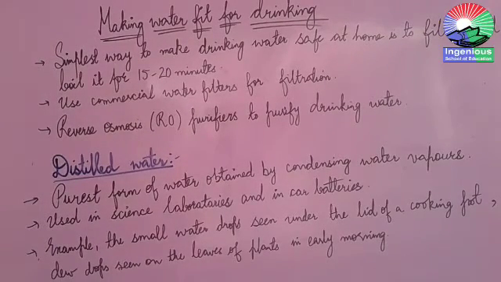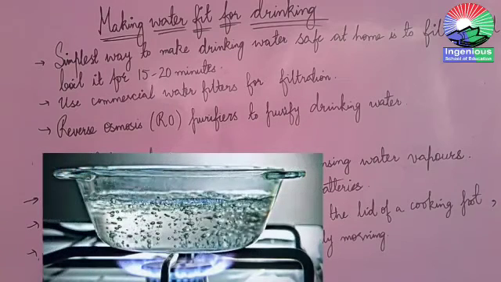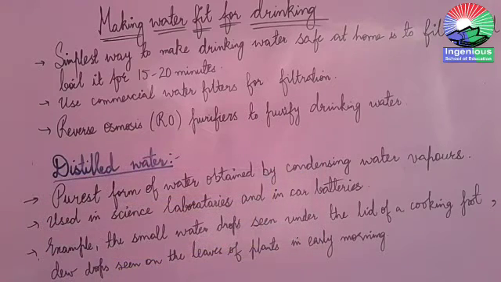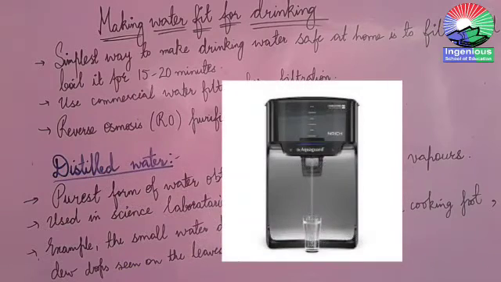Students, the simplest way to make drinking water safe at home is to filter it and boil it for 15 to 20 minutes to get rid of all the impurities. Nowadays, we are also using water filters for the process of filtration, isn't it? Yes, we are using water filters for filtration purposes.